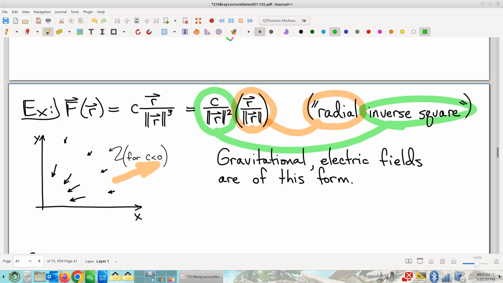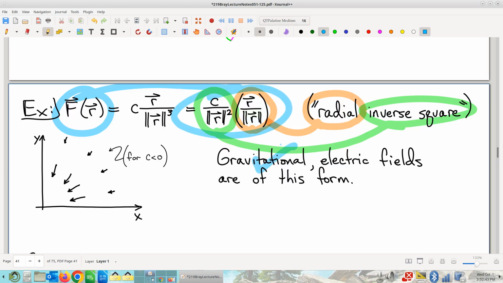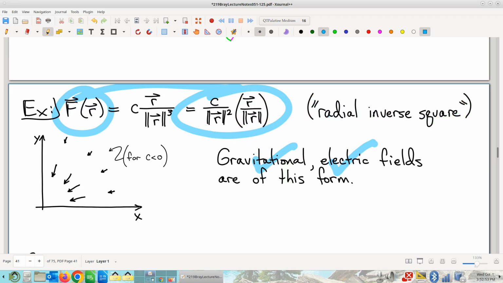In particular, this vector field, with that formula, all gravitational fields look like this. The gravitational field created by a point particle looks exactly like that. Electric fields created by a point charge look exactly like that. So, super important, right? It's an important vector field because it describes gravitational fields and electric fields.